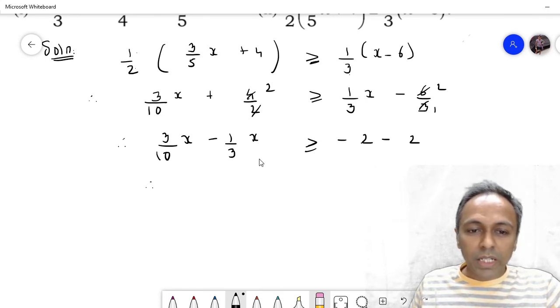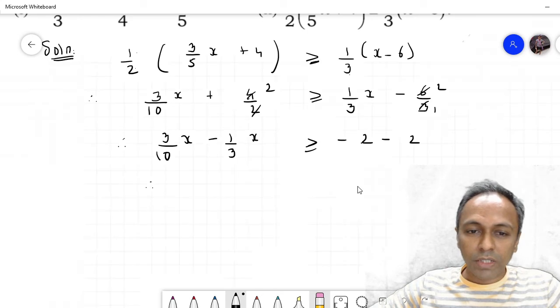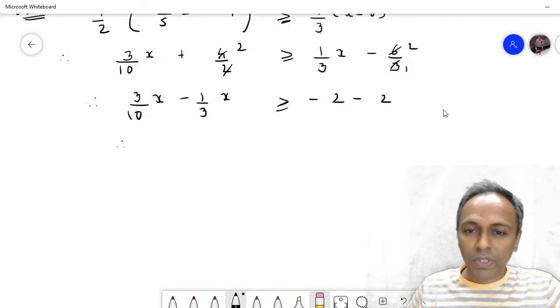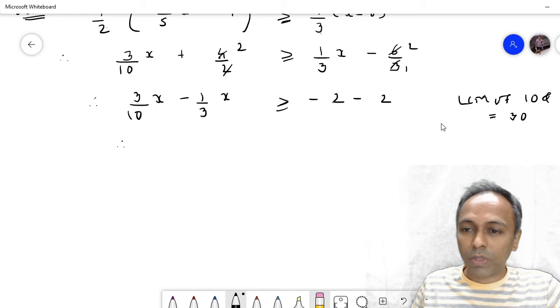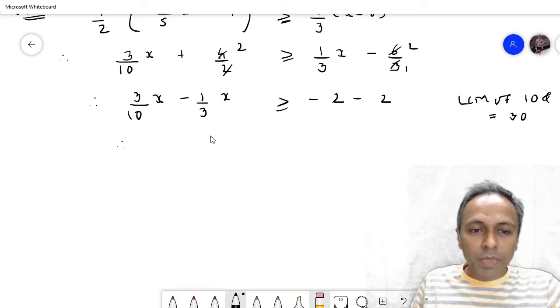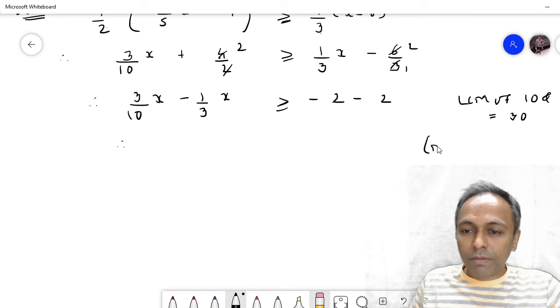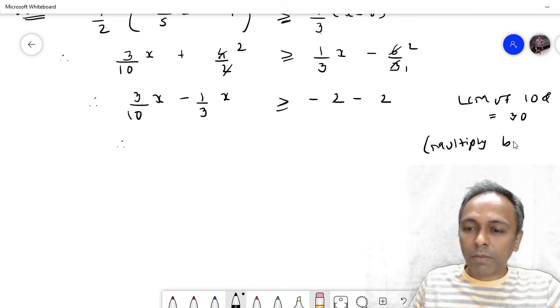We can take the LCM of 10 and 3. LCM of 10 and 3 is 30. They don't have any common factors, so directly multiply. Let's multiply every term by 30, or whichever way you want.